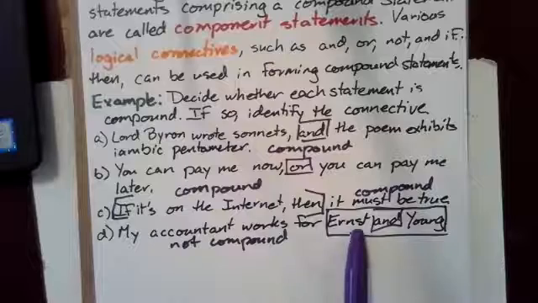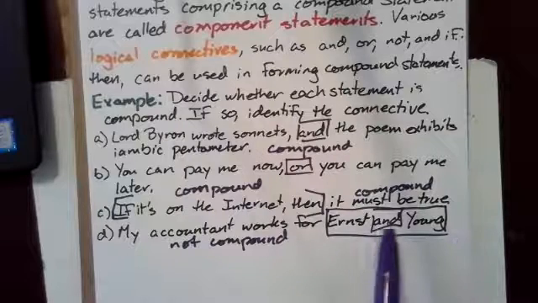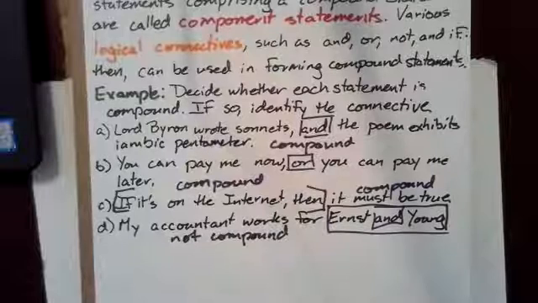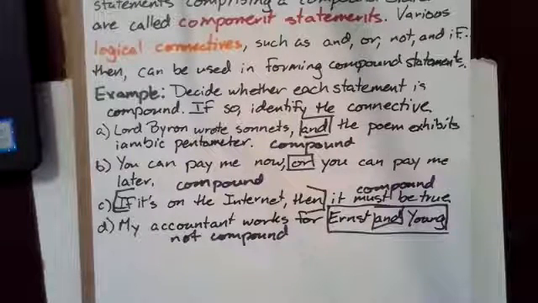My accountant works for Ernst & Young. There is an and in here, but it's not used as a logical connective. It's not connecting two statements. This is just the name of the company that the accountant works for. So this is not compound.